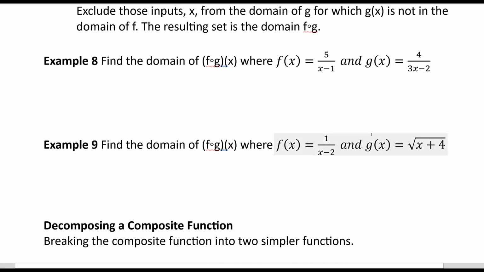So find the domain of f of g of x, where f of x is 5 over x minus 1 and g of x is 4 over 3x minus 2. So we're first going to look at g of x. We have to exclude anything that makes the denominator 0. So where is 3x minus 2 going to be equal to 0? That's where 3x equals 2, or x equals 2/3. So when x is 2/3, the denominator is 0, so that's excluded.